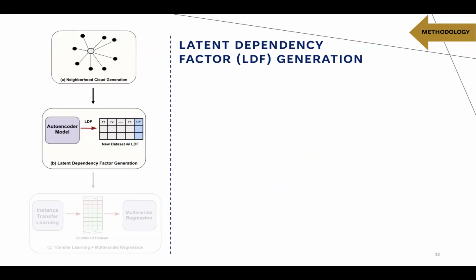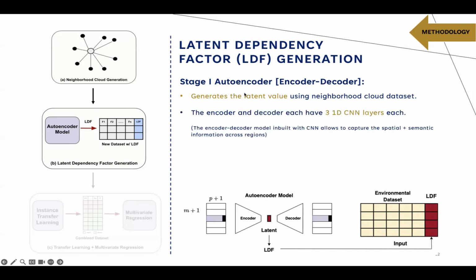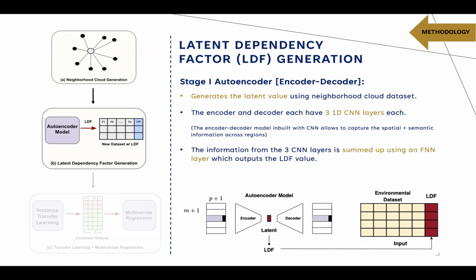Then we generate the latent dependency factor. This consists of two stages. We created a two-stage autoencoder model. The first stage is the basic encoder-decoder model. An encoder-decoder model has an encoder which encodes the data that you feed it into a latent value, and then the decoder and encoder are connected through backpropagation, and they correct the value so that it's very close to the validation set that you have. The encoder and decoder each have three 1D CNN layers, and the information from the three CNN layers, like I said, is summed up using an FNN layer, which outputs the LDF value.